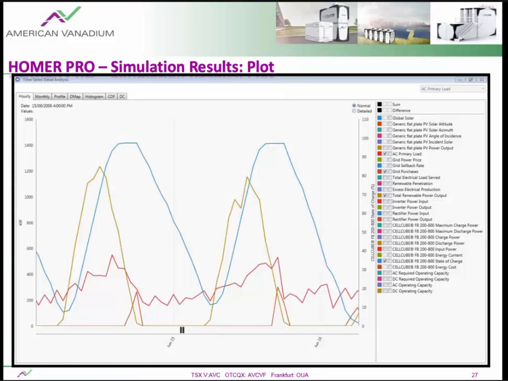So here's a quick plot of 2 ideal performance days of how a microgrid system works in conjunction with the CellCube system. On the right, there's various different information that you can plot. The four that I really recommend using are the AC primary load, which is in a pinkish red, grid purchases in an orange, total renewable power output in yellow, and also CellCube FB 200-800, which is in light blue, for the state of charge.